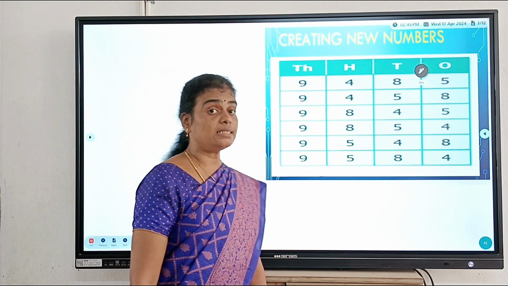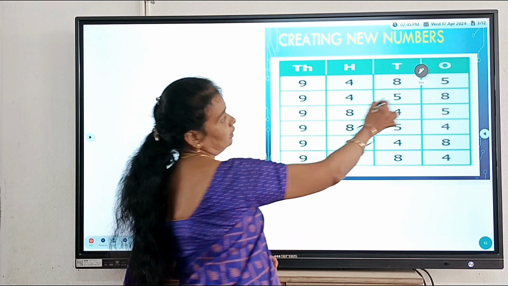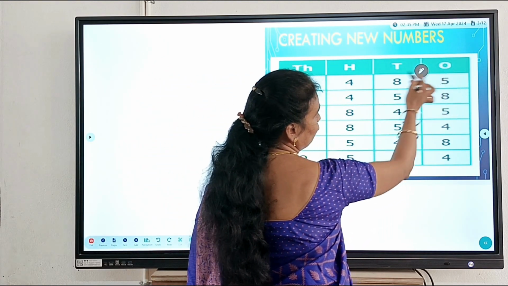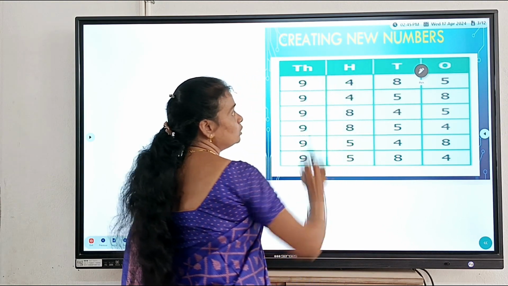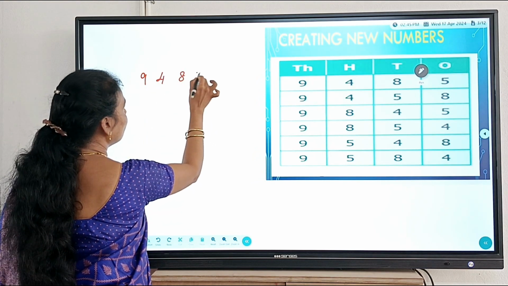And now, creating new numbers. How will you create new numbers? Here various numbers are given. In the ones place it is 5, in the tens place 8, in the hundreds 4, and in the thousands 9. So 4 numbers are there: 9, 4, 8, 5.